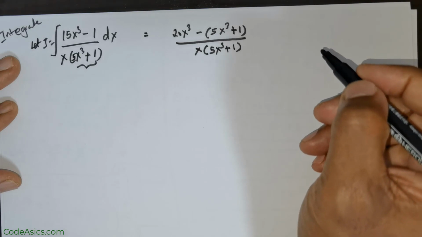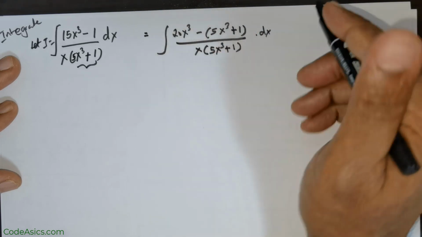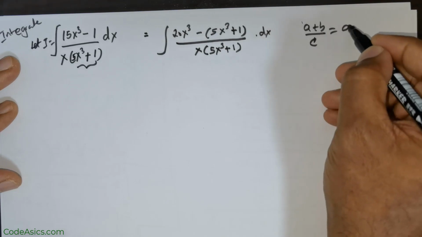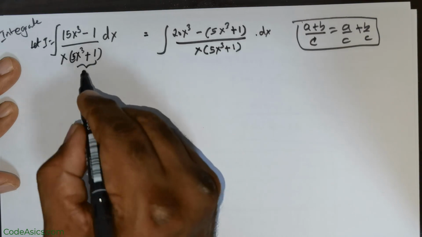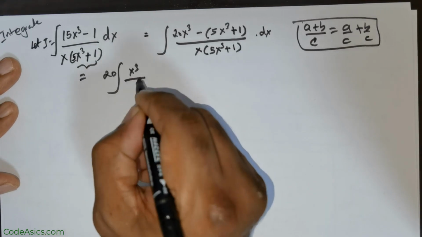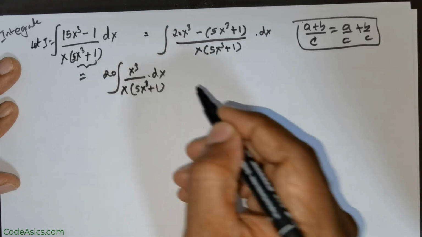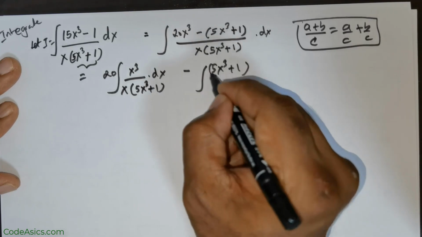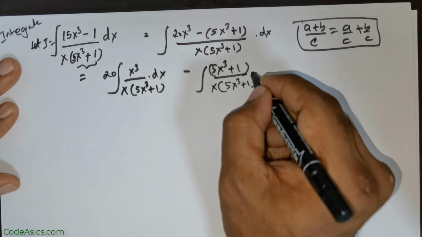Now what I wish to do is rewrite this by algebraic split. In other words, if you have (a + b) divided by c, you can write it as a over c plus b over c. So this can be rewritten as 20 times integral x to the power of 3 divided by x times (5x to the power of 3 + 1) dx, followed by minus integral (5x to the power of 3 + 1) divided by x times (5x to the power of 3 + 1) dx.